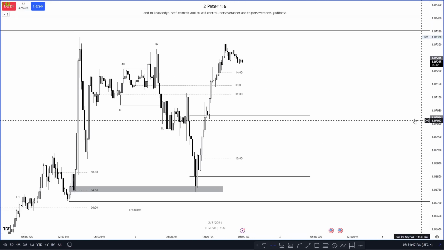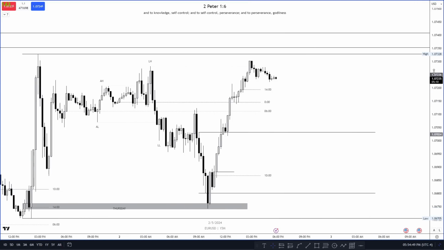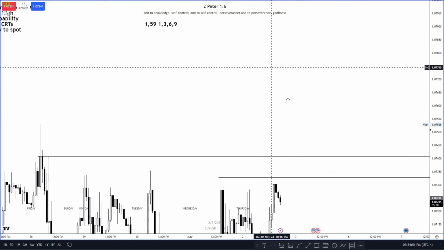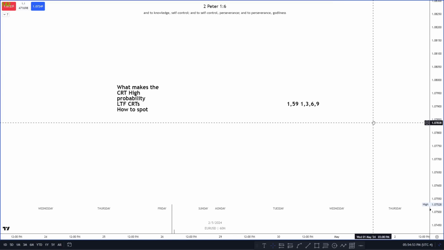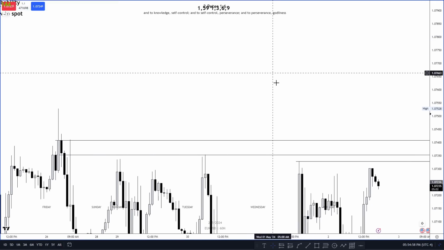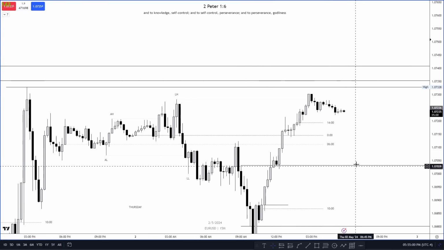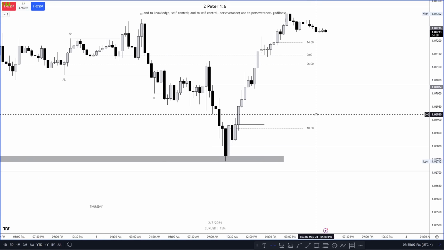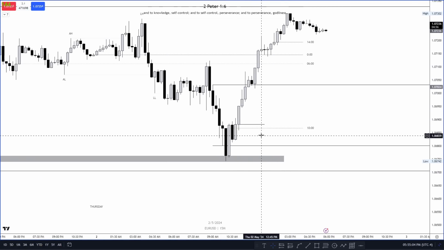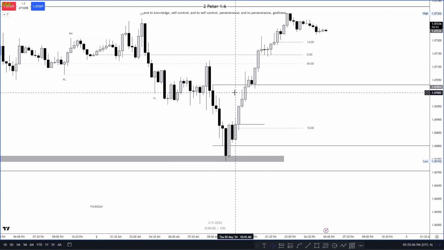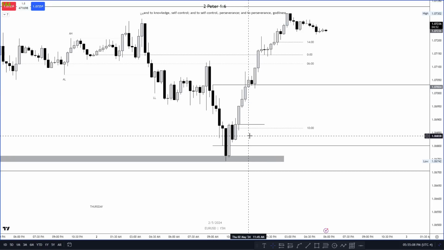Now, you see all this and it's working. And it's great, of course. And that's what makes the CRT high probability. Low time frame CRTs and how to spot them. I'm going to show you really a low time frame CRT, you could say was, I don't think there was one in here, right? There wasn't really one in here.